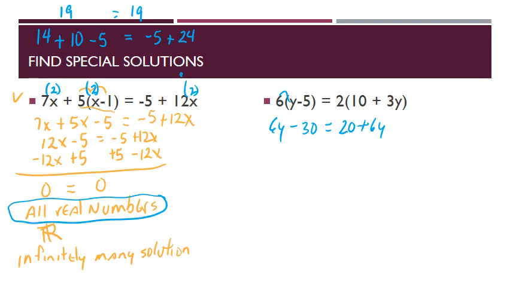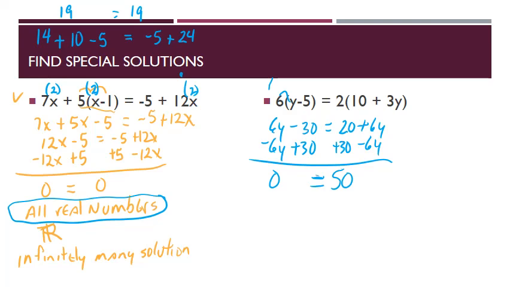Well, let's get the variables on the left-hand side. Let's get the constants on the right-hand side. And so in order to do that, I'm going to subtract 6y from both sides. And I'm going to add 30 to both sides. And let's see what we come up with here. Well, here on the left, 6y minus 6y, well, that gives me 0. And negative 30 plus 30 also gives me 0. So it's kind of looking like the same thing I had before, but is it? Well, on the right-hand side, I got 20 plus 30. Well, that equals 50. And positive 6y, negative 6y is 0. And so I'm left here with a statement that says 0 equals 50.